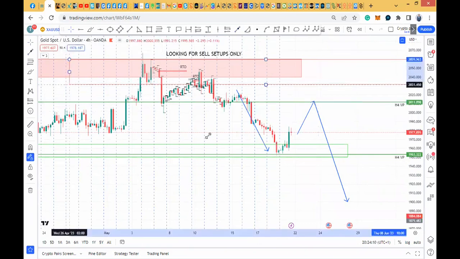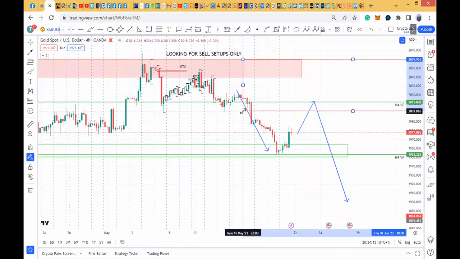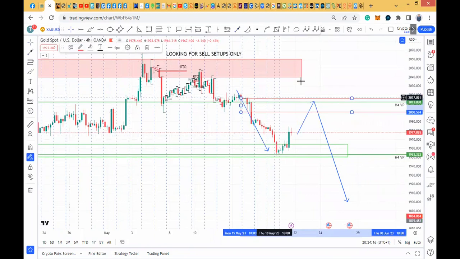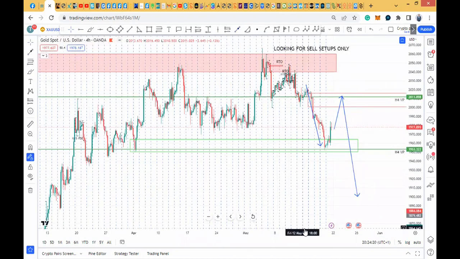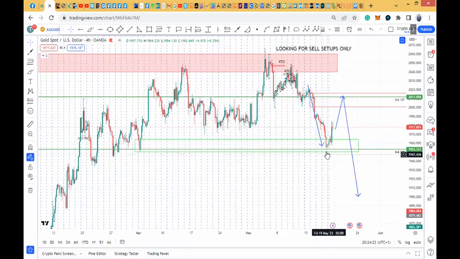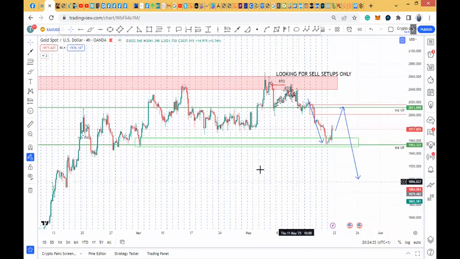So when the market gets to that point, we're looking for our sell setups for gold, and we're dropping it to break this bottom. We break this bottom and head lower. That's it for gold.